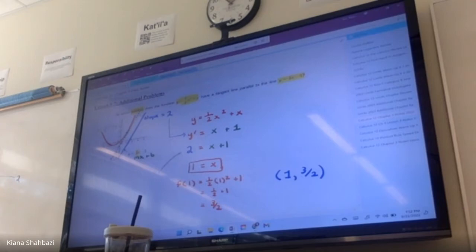This right here, that's the key part. That's the key. Letting 2 equal x plus 1, that's the actual conceptual part of this question.